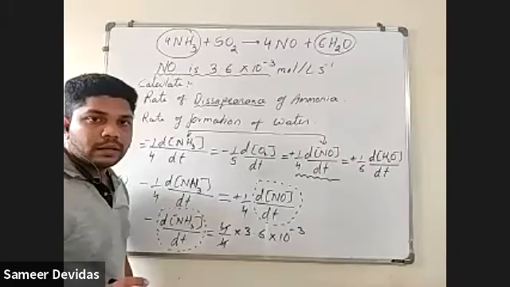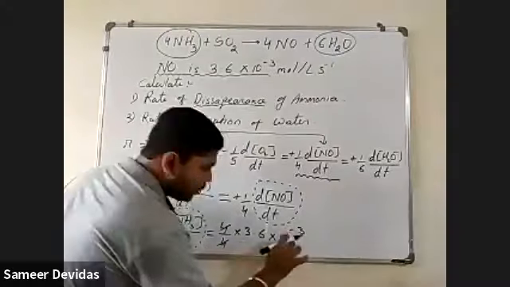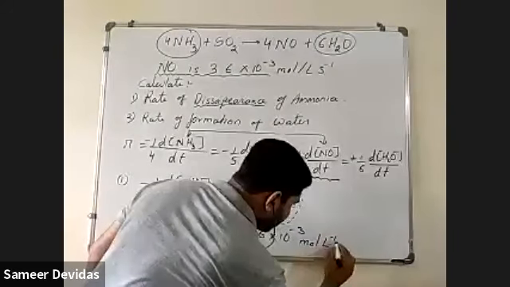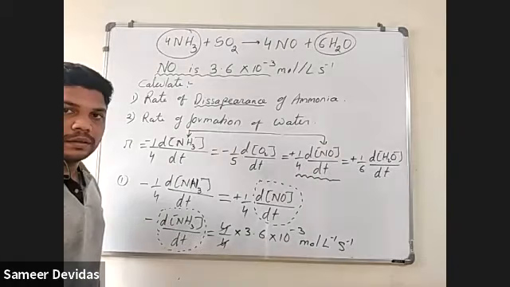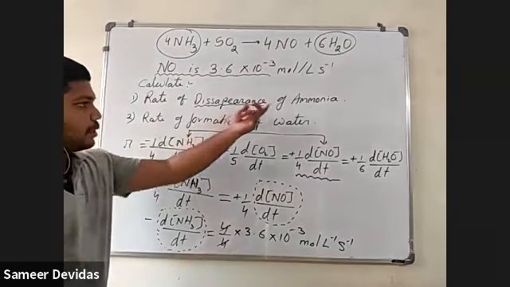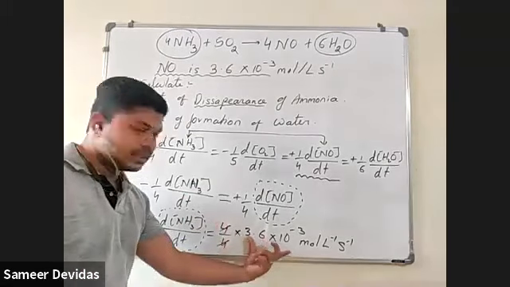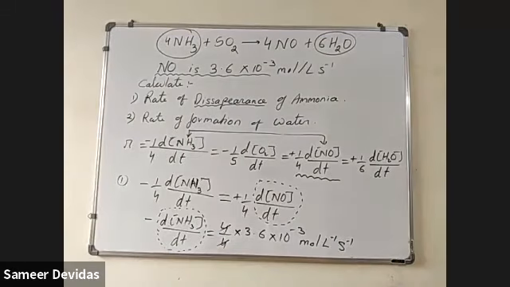Is there anything else to multiply? No, sir. Nothing is there, so directly you can write down the units now. What is the unit? Mole per liter per second. So the rate of disappearance of ammonia is this, your answer is this. Any difficulty in this? No, sir.